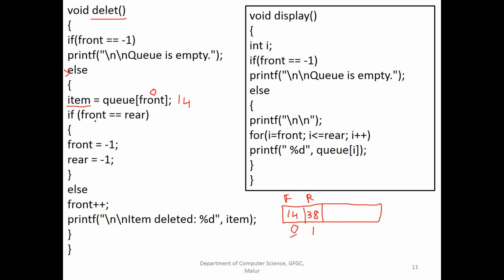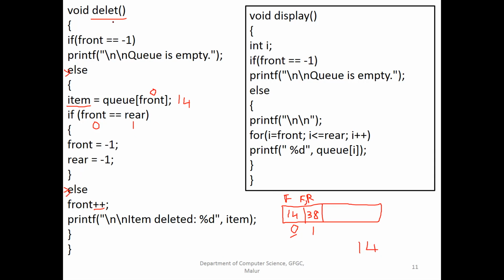Then we need to check whether front is equal to rear, but front is 0, rear is 1. So this condition won't work. It will come to this else part and it will say front plus plus. Front was 0 till now. Since it sees front plus plus, front also will become 1. Front is also 1. Rear is also 1. Next, item deleted. Which item we deleted is 14. So in the output screen, it shows item deleted is 14.